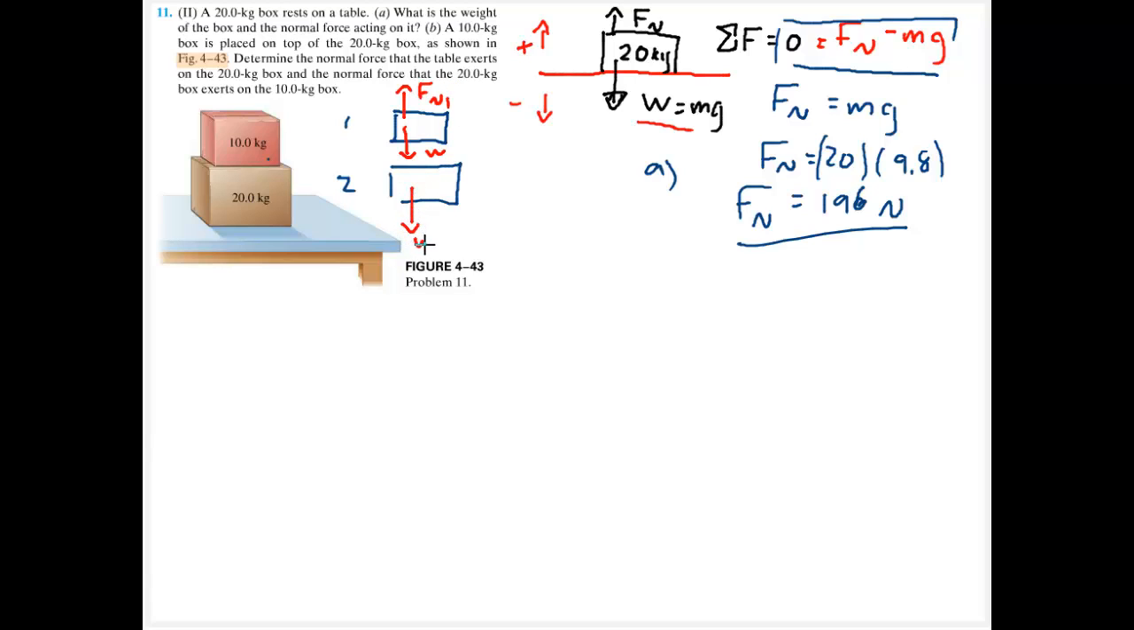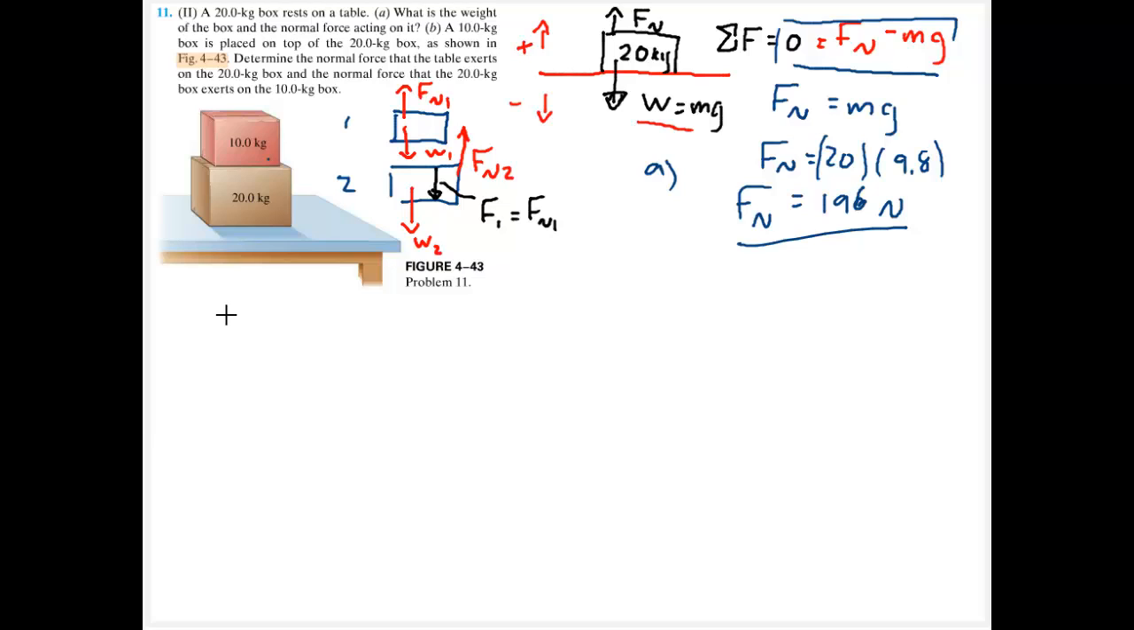Now let's take a look at box 2. It still has its weight in the downwards direction. I put a 1 and 2 there just to help distinguish. It's now going to have a normal force from the table right there, and kind of in your head that's going to be larger. It's supporting more weight. It's also going to have a force of box 1 that's pushing down on it. This force from box 1 is simply the normal force that it provides box 1 to support it.